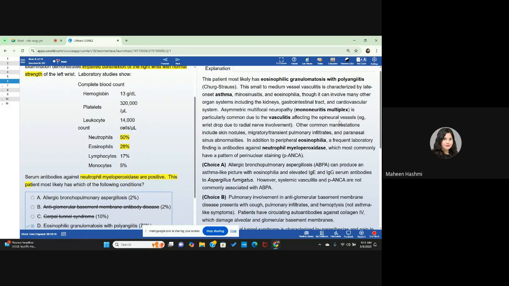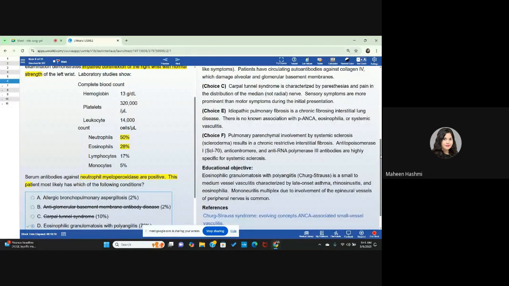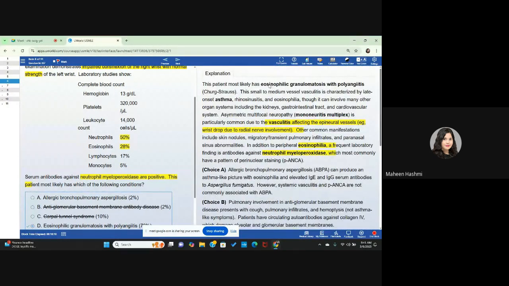It's a vasculitis question. We know that Churg-Strauss is a triad of asthma, rhinosinusitis, and eosinophilia. It's a vasculitis component. You usually see two main things to remember: very high eosinophilia, and positive neutrophil myeloperoxidase. One more thing, where do you see eosinophilia more? In what conditions?